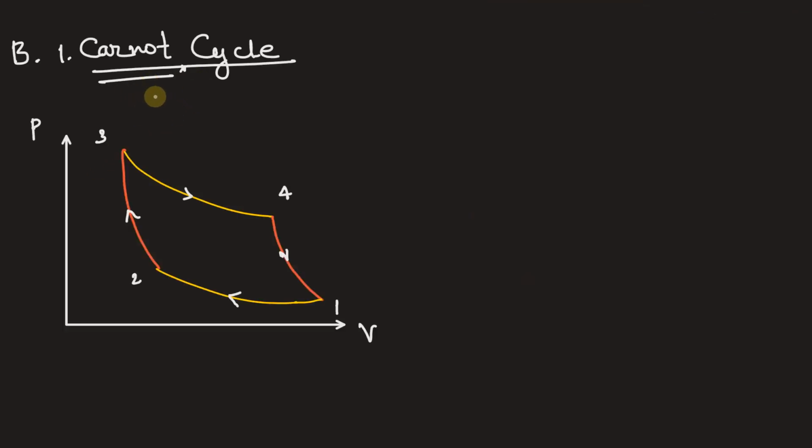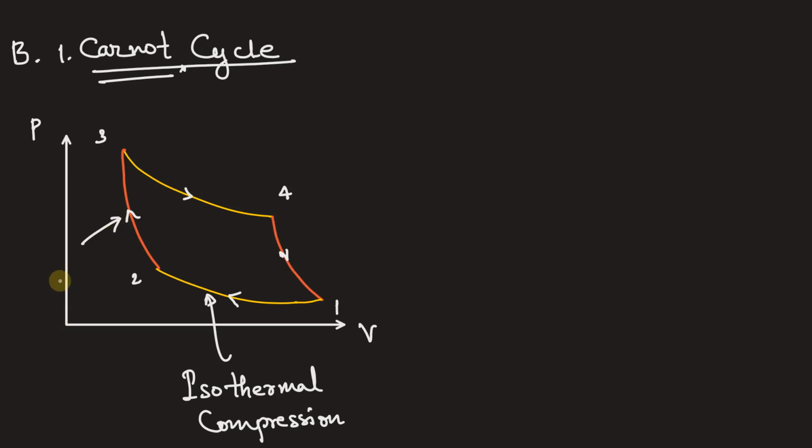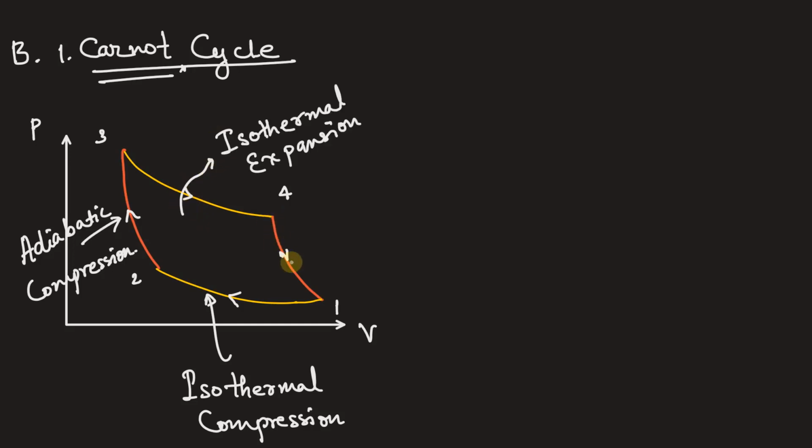Now option B is Carnot cycle and Stirling cycle. So let's first see the PV diagram of Carnot cycle. In Carnot cycle, stage 1 to 2 is isothermal compression. Now process 2 to 3 is adiabatic compression. The process 3 to 4 in which heat is rejected, that is isothermal expansion process. And the fourth process, from 4 to 1, is adiabatic expansion.